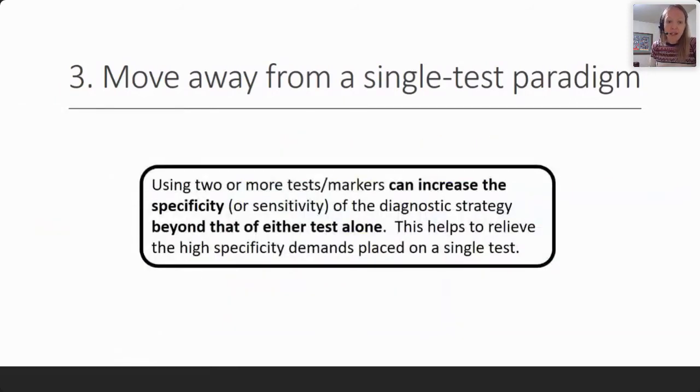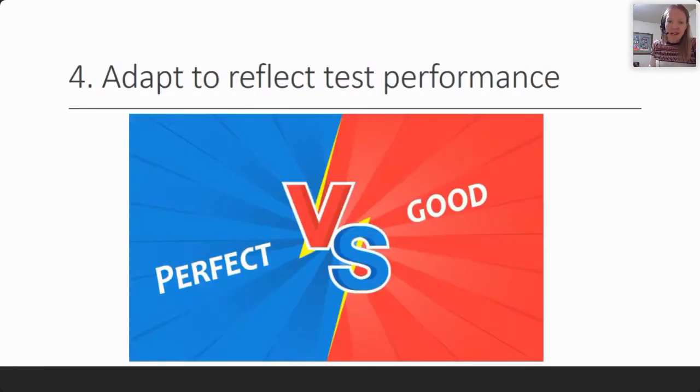So consequently, one test could potentially serve multiple program needs. So the key takeaway here is that using 2 or more tests or markers in a sequential or parallel strategy can increase the specificity of the diagnostic approach beyond that of either test alone. And consequently, this can help to relieve some of the high specificity demands that are placed on a single test when we're trying to measure a low prevalence of elimination. But finally, it's clear that no diagnostic test will ever be perfect, and we don't want to let perfect be the enemy of the good.